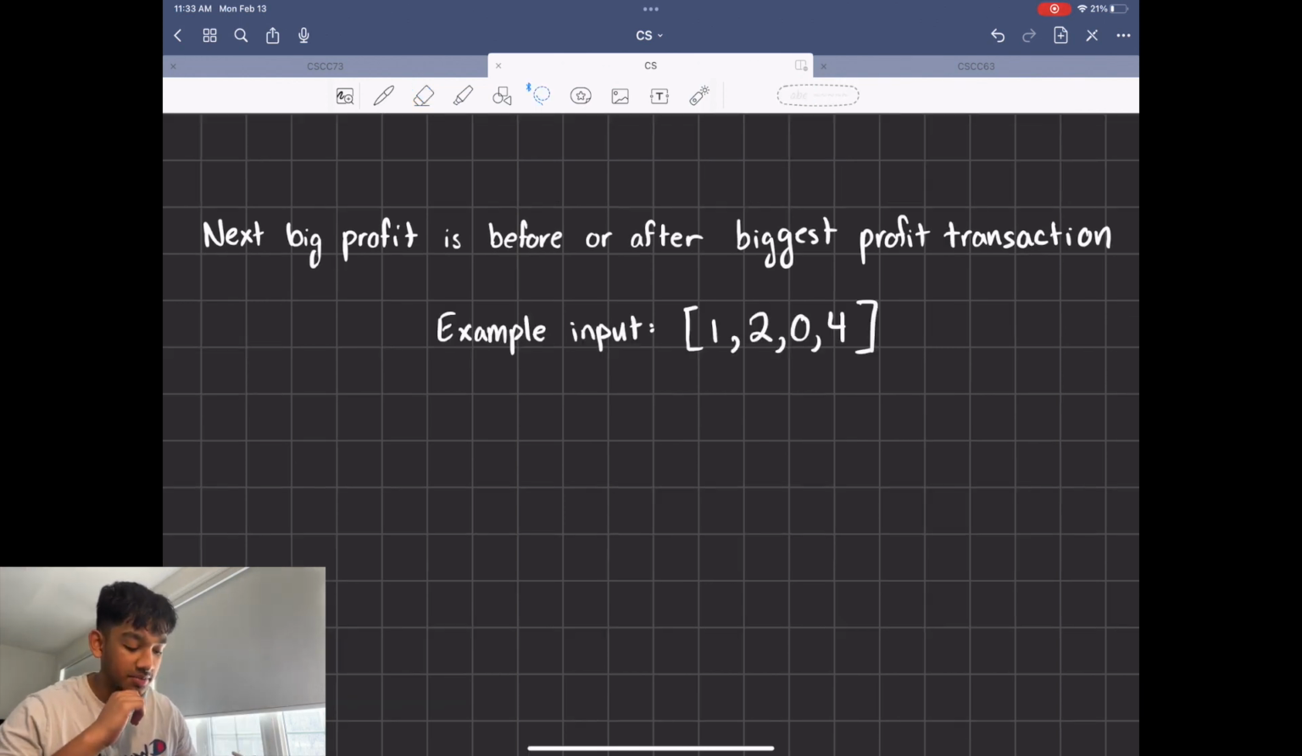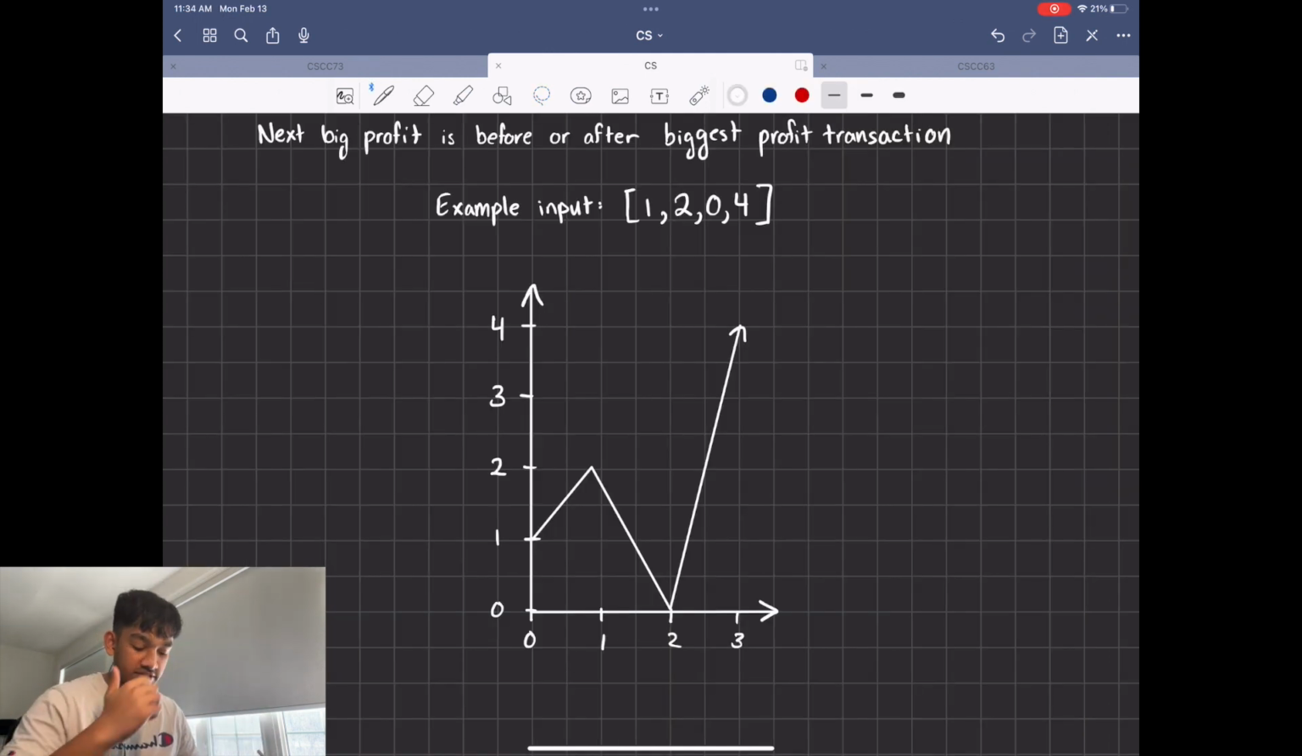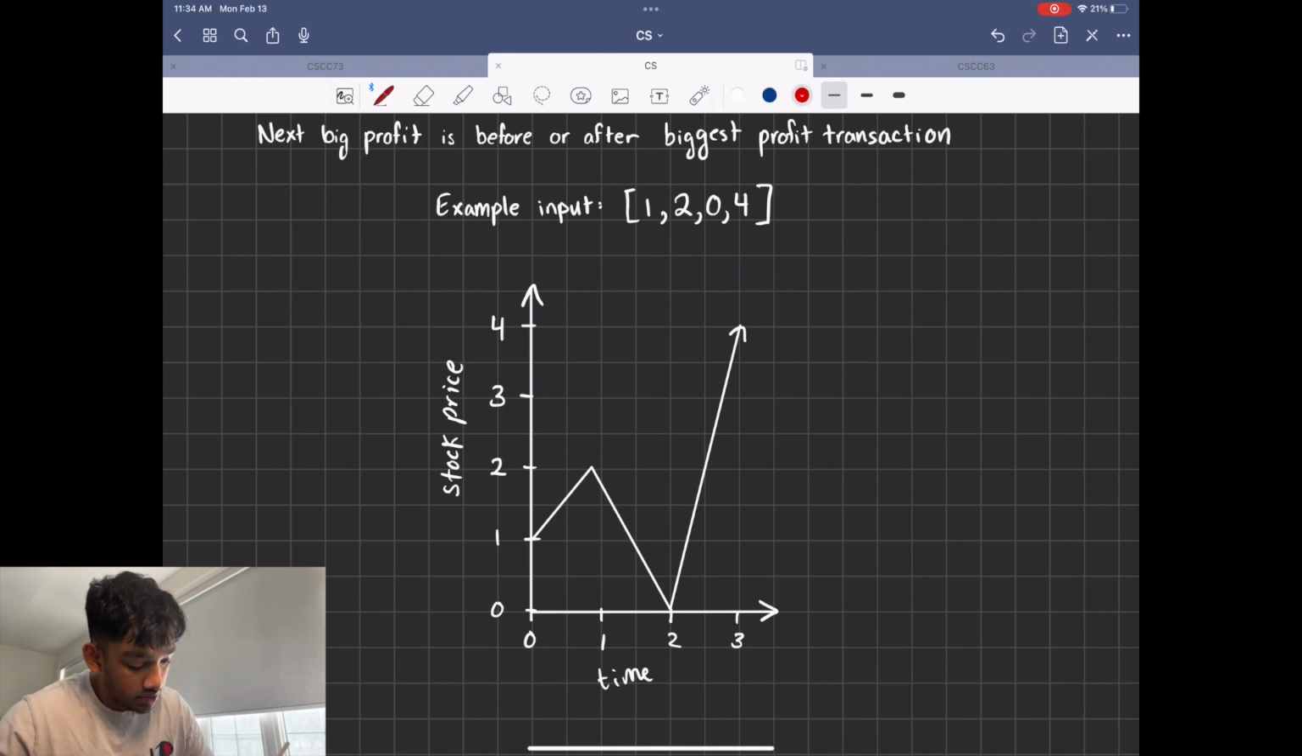Here's the example I'm going to use. This is the array 1, 2, 0, 4. You know that the index represents the time and the value at that index represents the stock price. You can visualize this by drawing it into a graph. I labeled them just to make it a little easier to understand. You can see that the biggest profit you can get is from 0 to 4. This entire area right here will give you the biggest profit of 4.